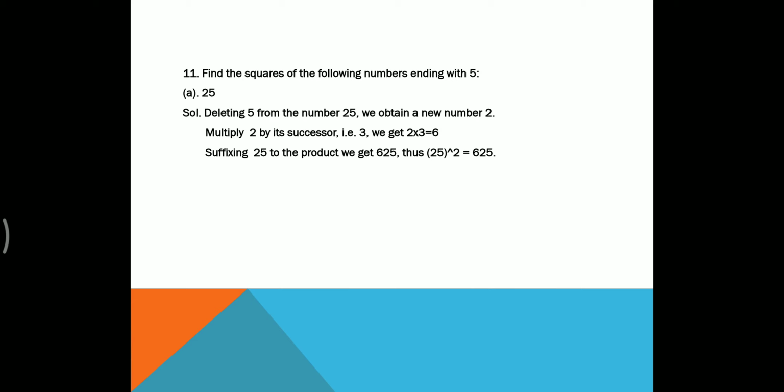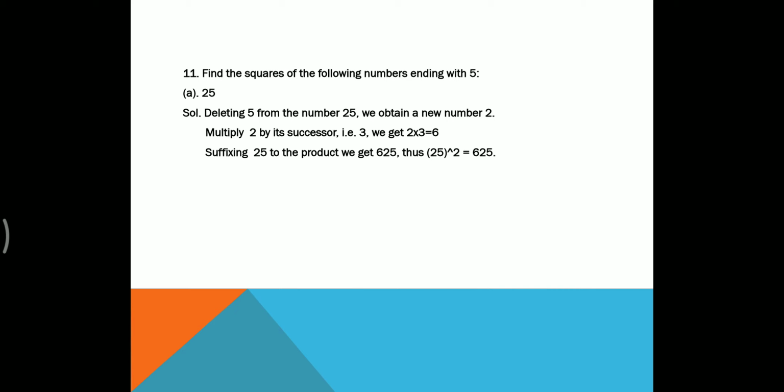The next one is question number 11. Your question number 11 is: find the squares of the following numbers ending with 5. As you know, in such type of questions, if we are having a question like this, it is a is equivalent to 25.